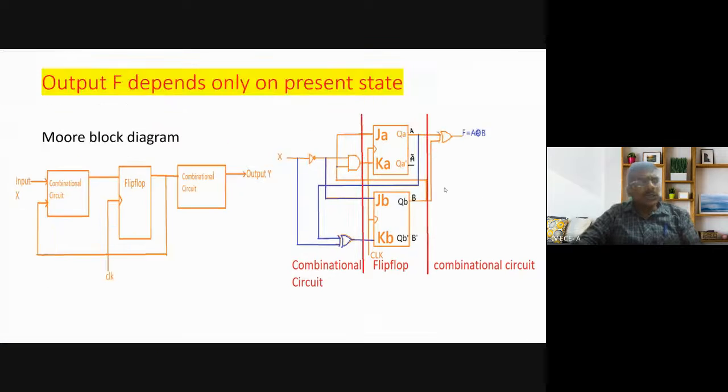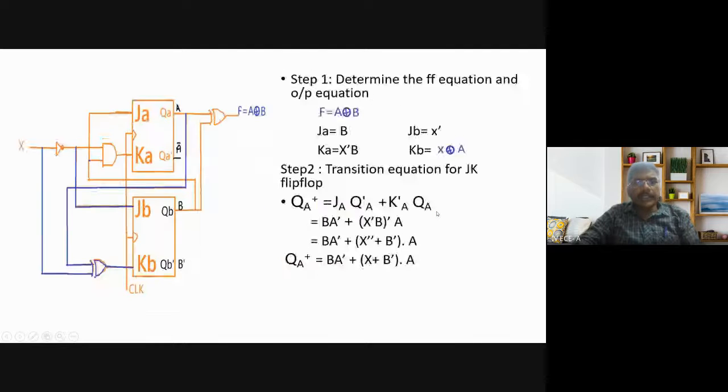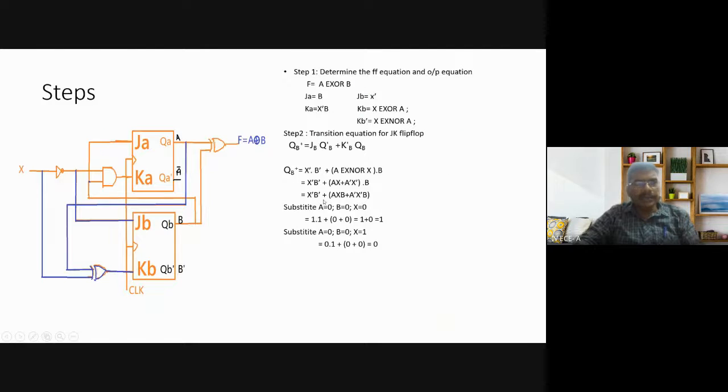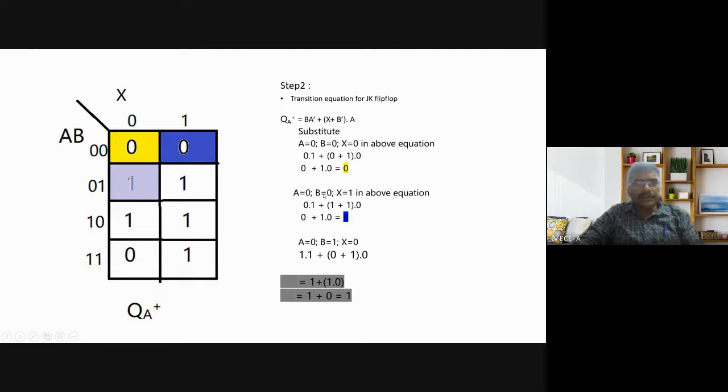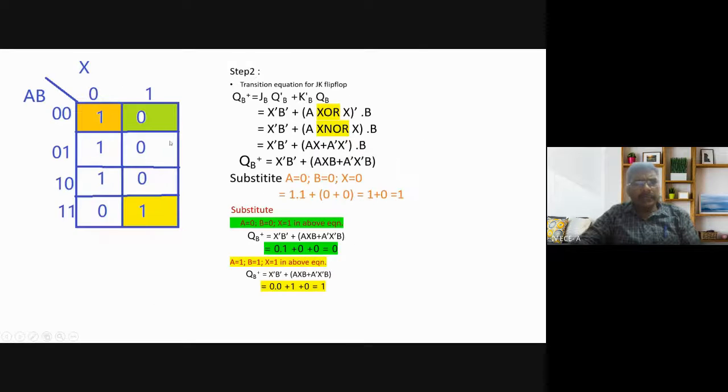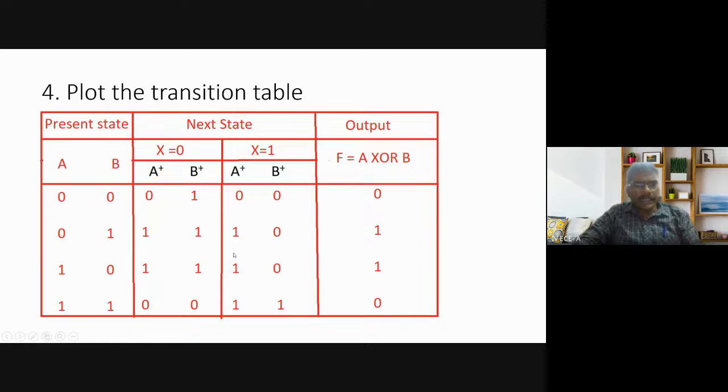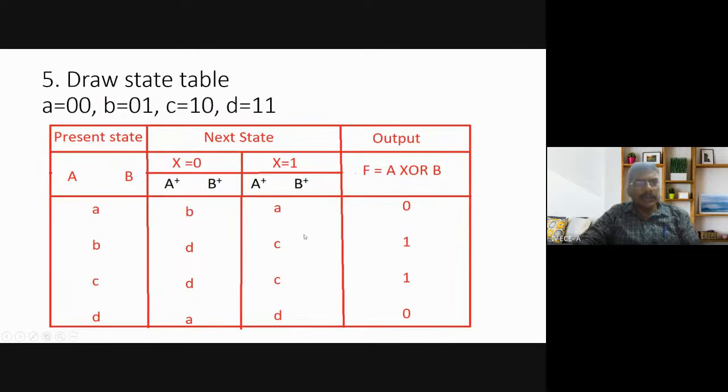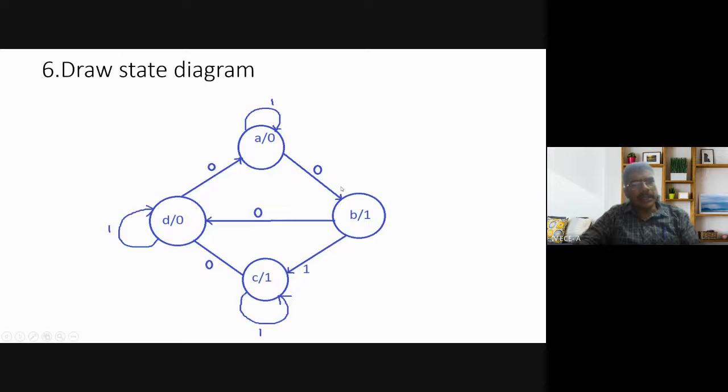I hope you could understand this problem. So what is the first step? f equal to A XOR B and the JK inputs, this is the first step. We are obtaining the flip flop inputs and outputs. In the second step, the transition equations, we substitute for the A and B flip flops, put them in a table, convert to the transition table, draw the state table, and this is the state diagram.